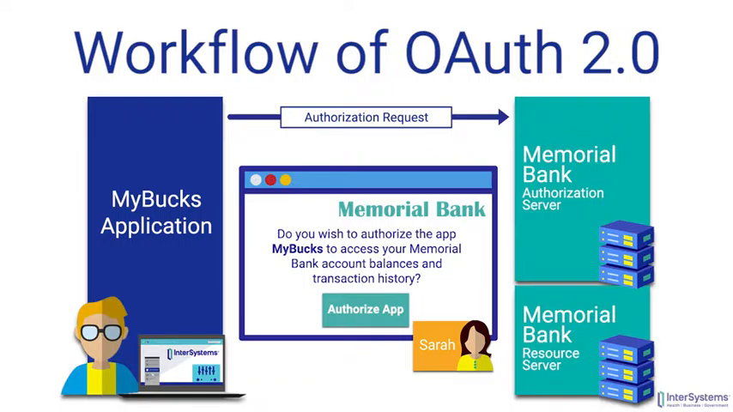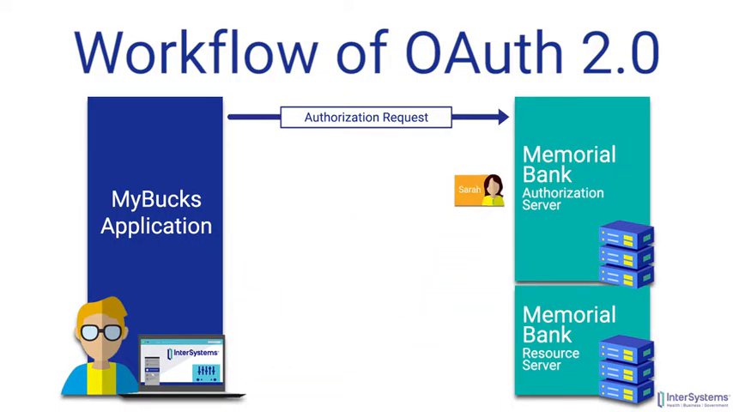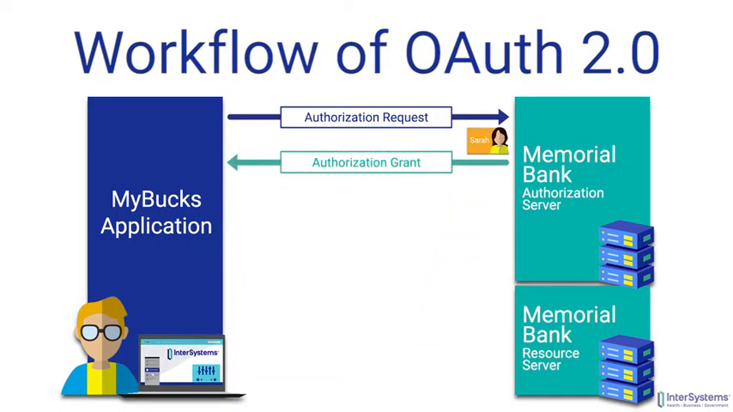You may recognize these types of screens from other use cases, where a prompt will tell you what permissions an application is requesting. In our Spotify example earlier, Facebook's authorization screen asked you to authorize Spotify to access your Facebook account information and profile picture. Sarah grants permission to MyBucks to access her account balances and transaction history via the Memorial Bank authorization screen that she was shown. That authorization is sent back to MyBucks by Memorial Bank, along with an authorization code that MyBucks will use when requesting an access token to see Sarah's account.